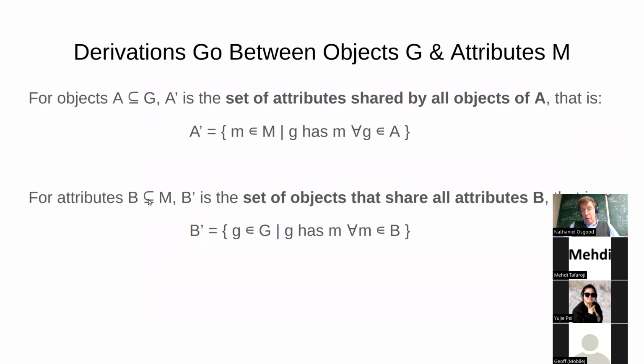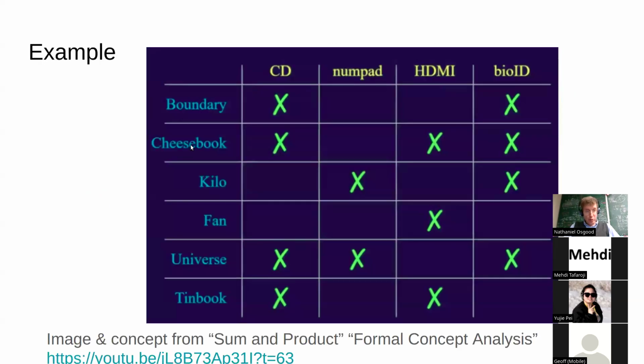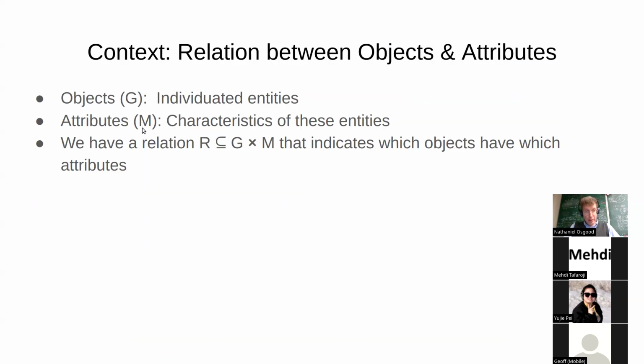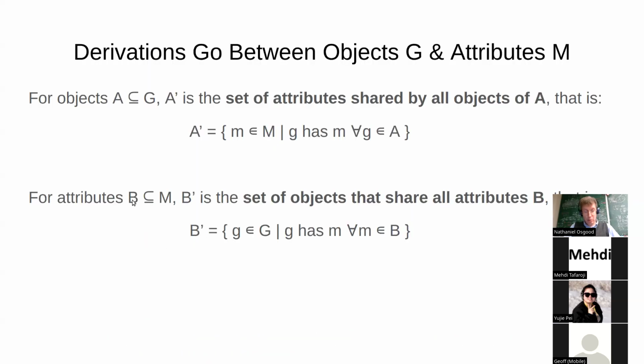For attributes, there's a derivation going from attributes to objects. We're going to use G to denote objects, M to denote attributes. So here we're dealing with B, a subset of M, in other words, a subset of the attributes. B prime, given our attributes B, is the set of objects that share all of those attributes. So the set of all the objects that have each and every one of those attributes.